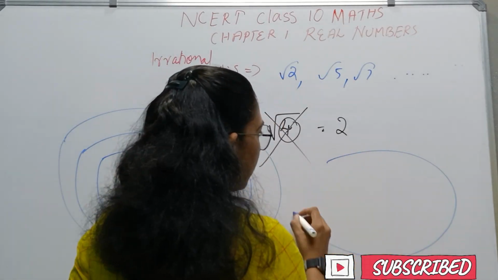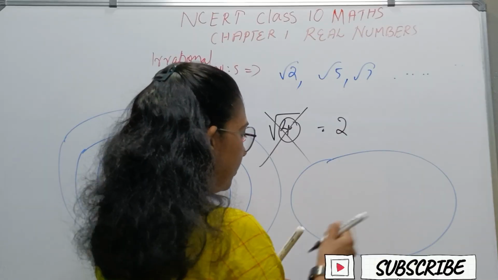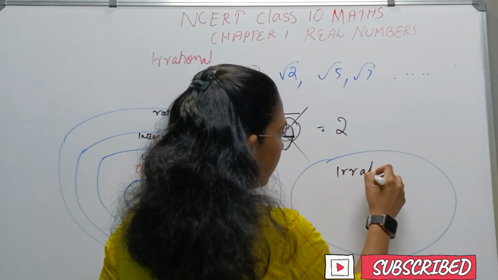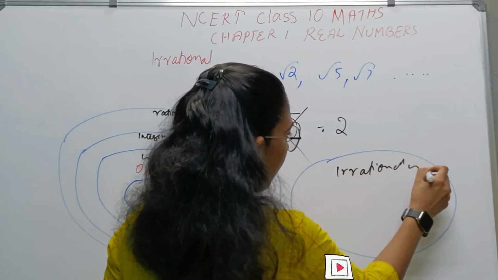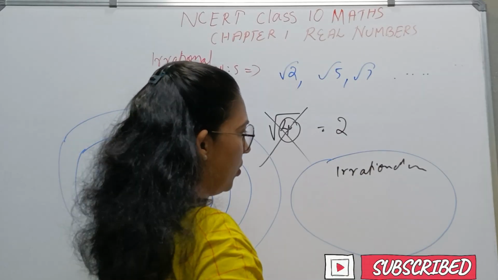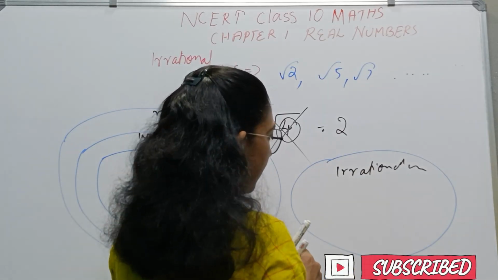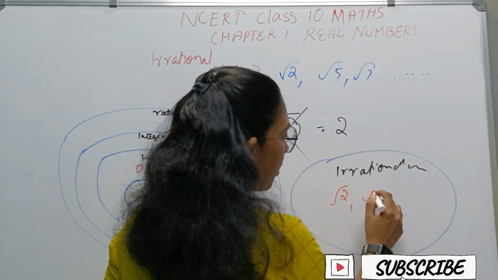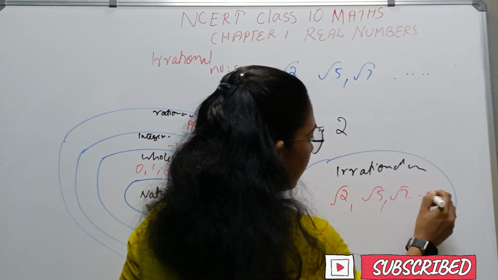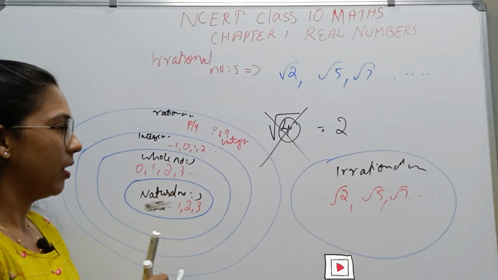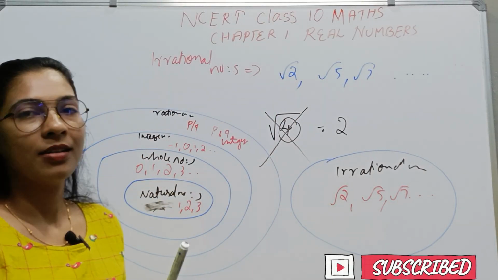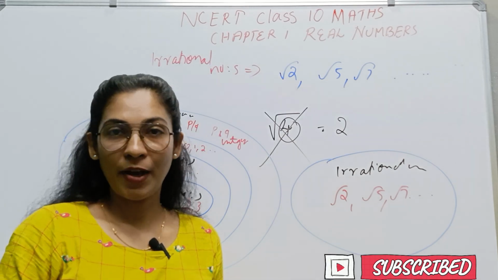Next is irrational numbers. This is something different. Irrational numbers are, simply, root 2, root 5, root 7, etc. So these are the basic classification of numbers.